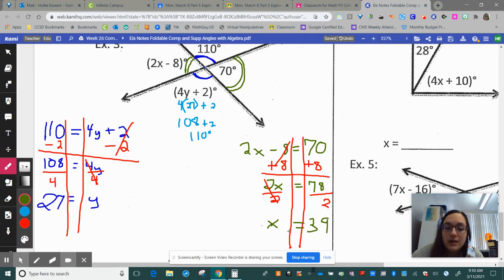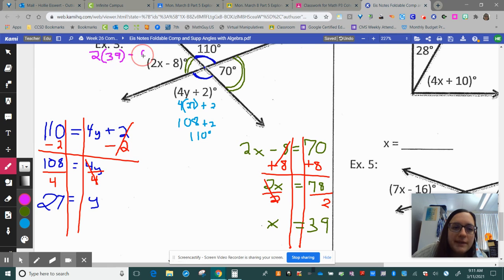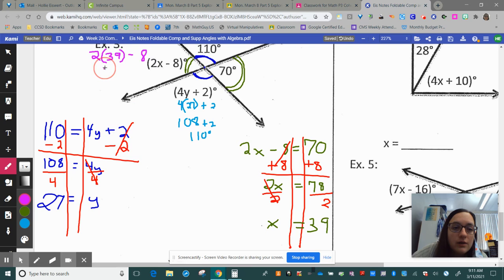All right, cool. Now again, with the 39, if we substitute that in here, we're going to get 70 degrees because they are on vertical sides of each other. They're on opposite sides. They are across the vertex from each other. So I'll show you that in light purple here. So if we have 2x minus 8, instead of x, we're going to put in 39 because we just found that x is 39. Okay, let's check here. If we do 2 times 39, we get 78. So we have 78 minus 8. You're seeing where this is going, right? 78 minus 8 is 70 degrees.